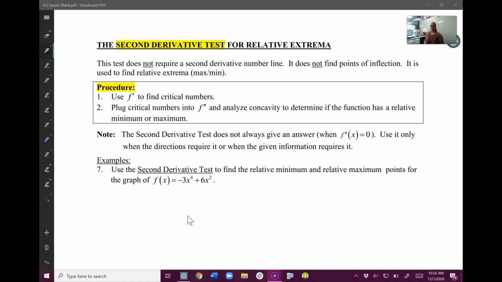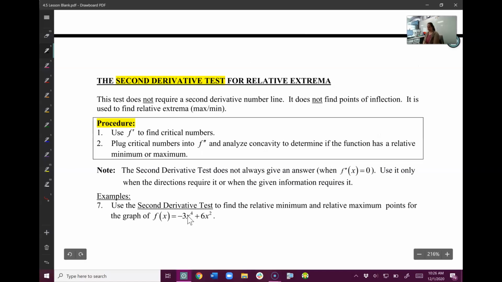Let's talk about the second derivative test for relative extrema. The whole point of this test relies on the idea that we were talking about at the very start of this lesson, that if it's concave up, where the second derivative is positive, then this point right here is going to be a max. So if we have a potential maximum or a potential critical number, and we find that the second derivative is positive, then that critical number is going to be a max.